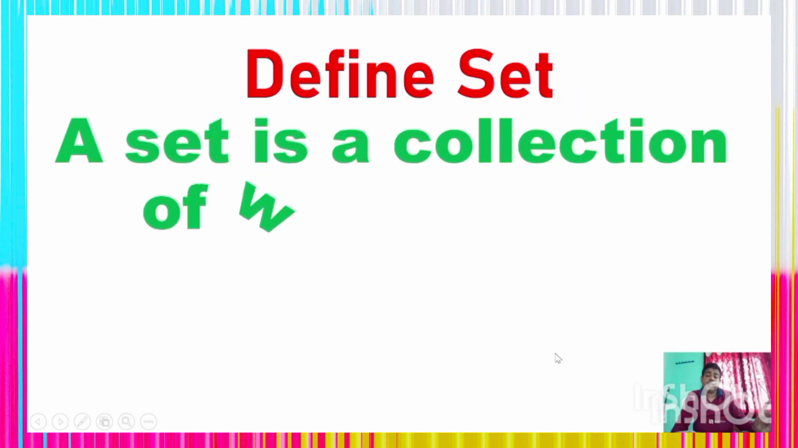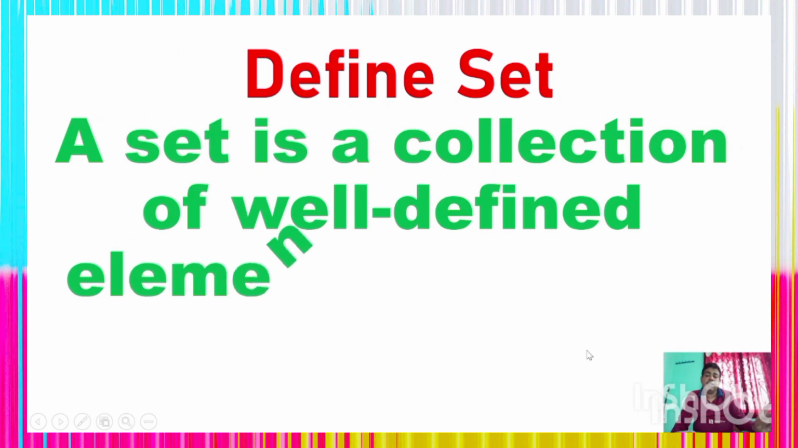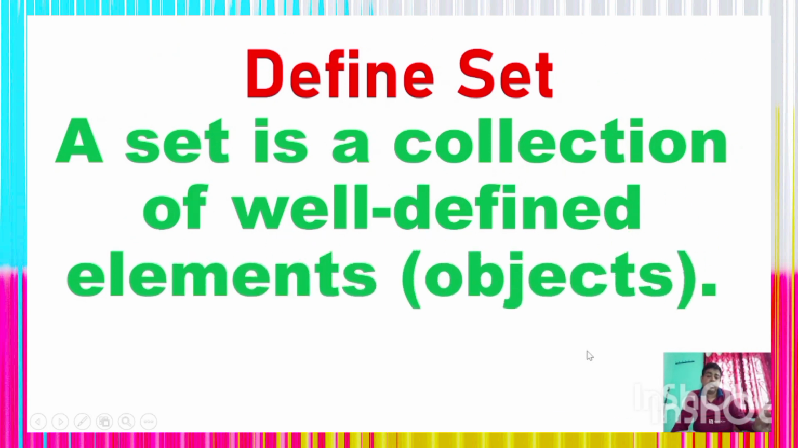So what do we mean by set? Define set. A set is a collection of well-defined elements. What is a set? A set is a collection of well-defined elements, objects or members.